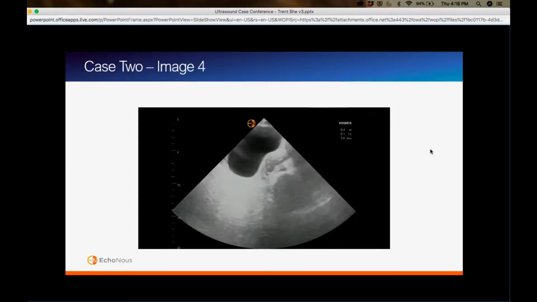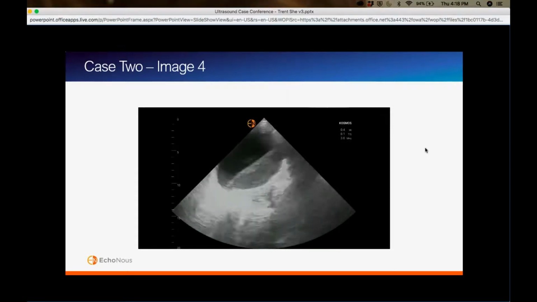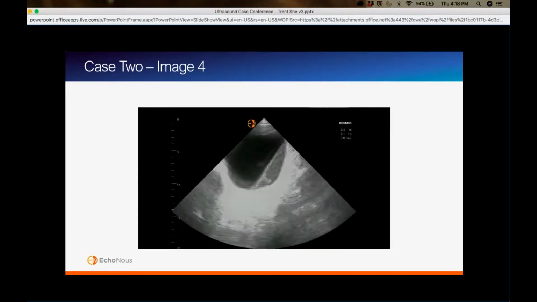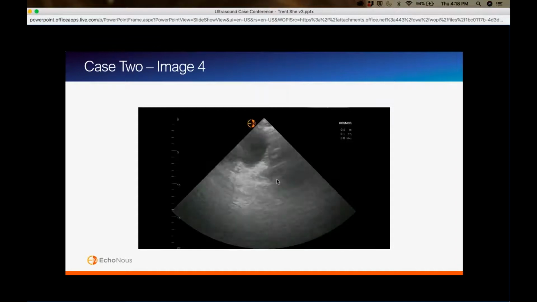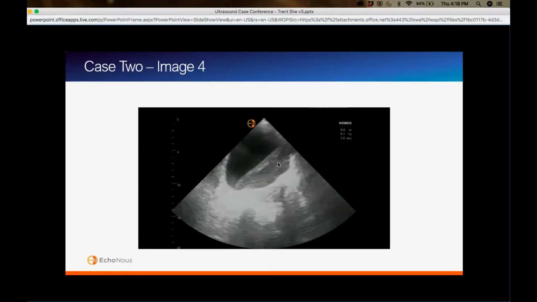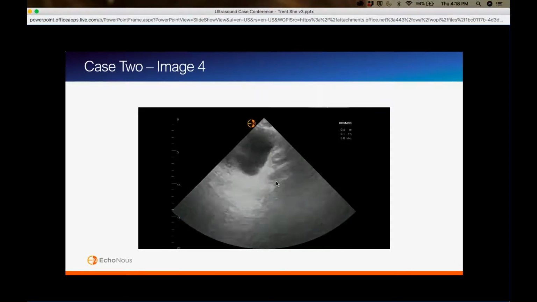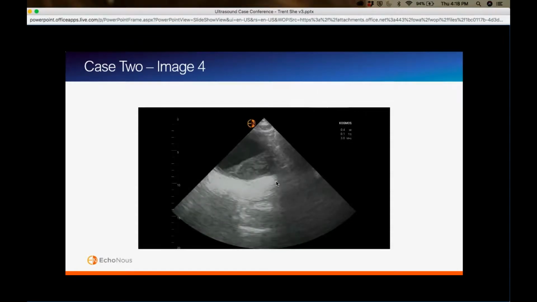So we ended up getting a Foley catheter in the patient, and it turns out all that sediment echogenic structure there, that's all pus. That is frank pus just sitting on the posterior wall of that bladder.